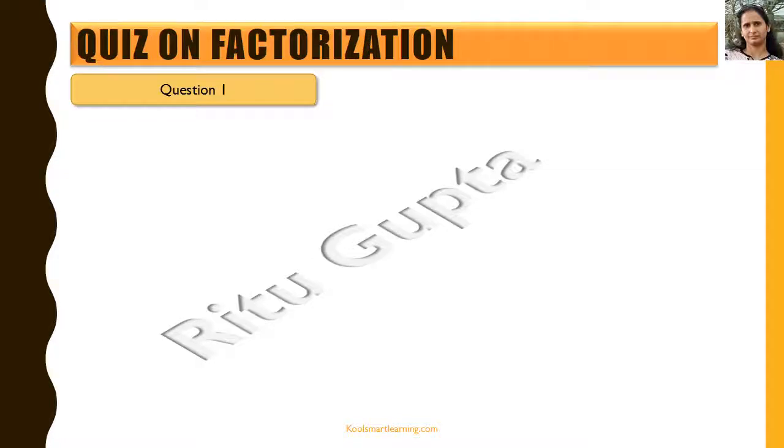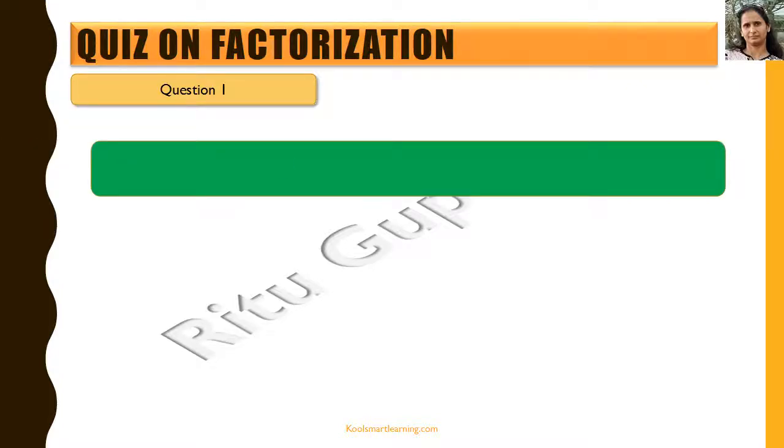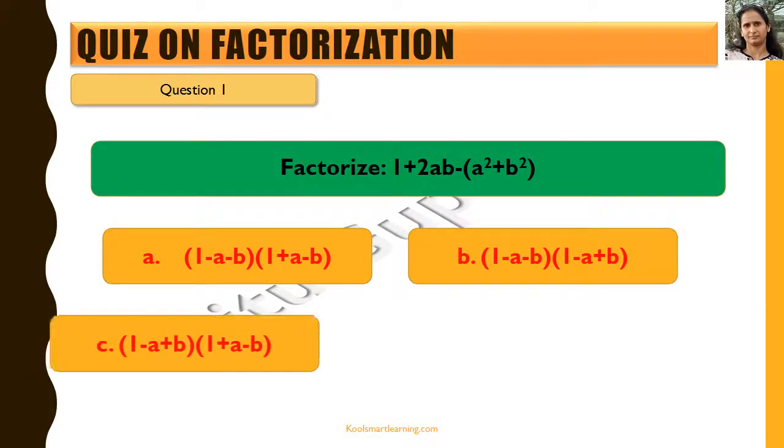Hello friends. Now that we've done a few sessions on factorization, let's go over some questions to see how to use the different techniques of factorization. So let's try and factorize 1 plus 2ab minus within the brackets a square plus b square. And these are the choices.